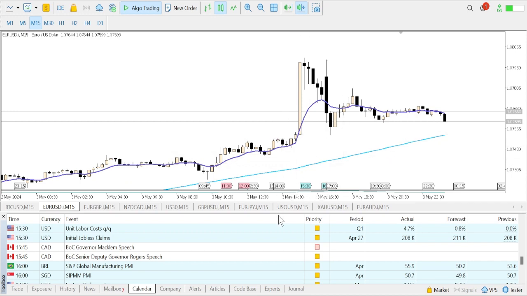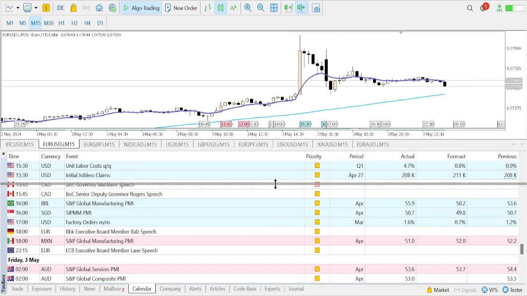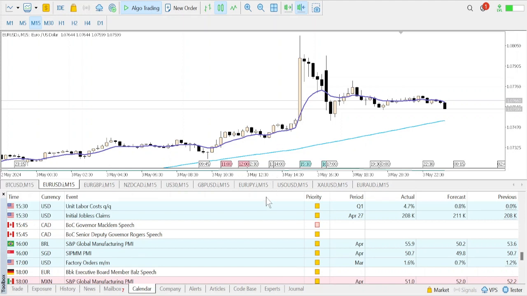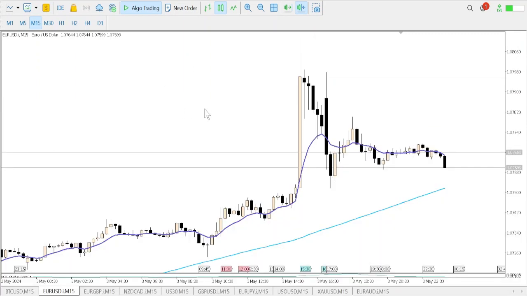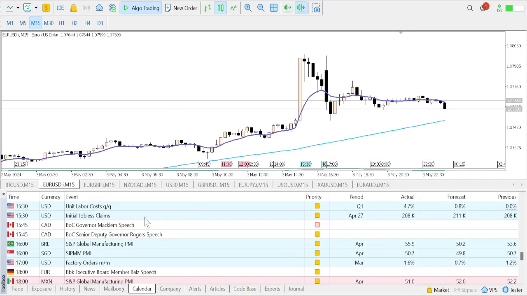Now, how do you get those events that are actually going to cause stuff like this? If you are using MetaTrader 5, you can click on your calendar. You click on your Control T. Control T is for the tab menu. Control T will open your tab menu. Then click on calendar. Now, which day was this?